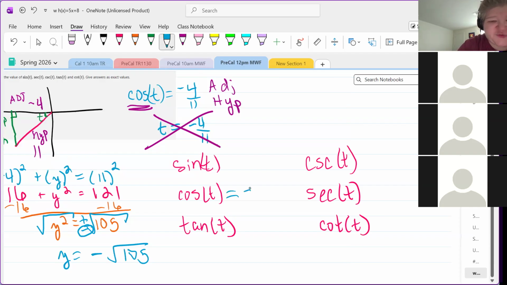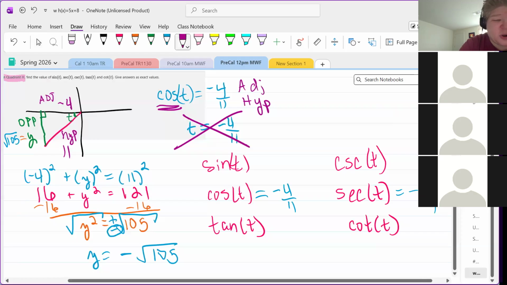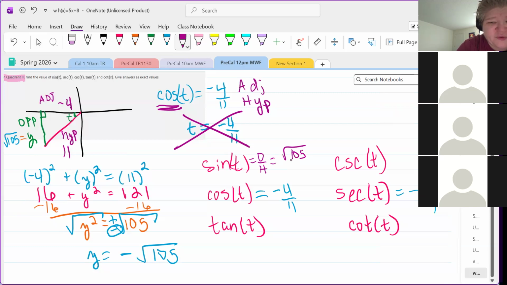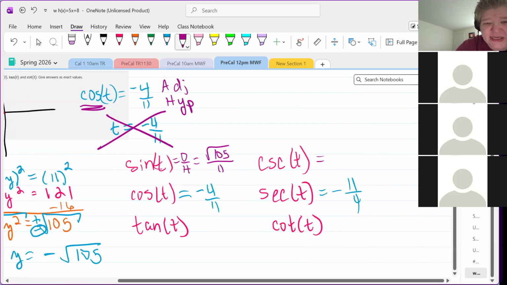Now they defined for us, the cosine was -4/11ths. So we know the secant then is -11/4. It's just that reciprocal. We figured out the opposite side. Sine is opposite over hypotenuse. So that is square root of 105 over 11. And that means cosecant is 11 over the square root of 105.